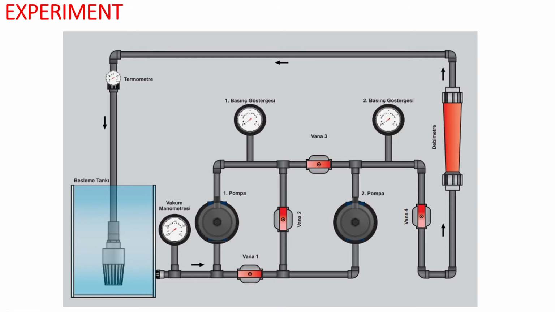And for parallel pump setup, valve 1, valve 3 and valve 4 should be open. The water flows through this piping, this one and the other one this.